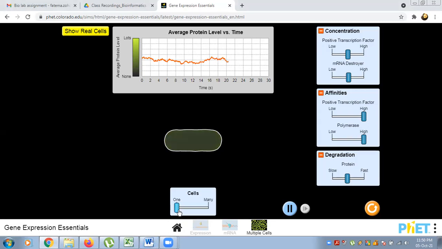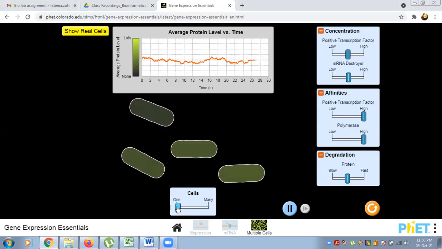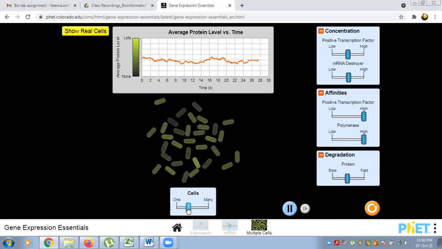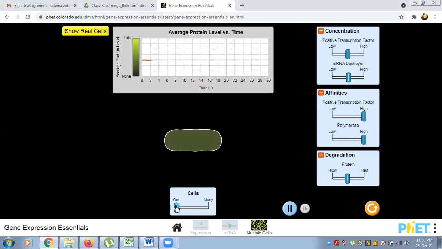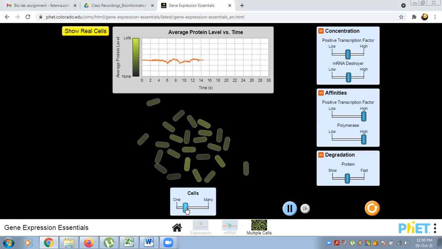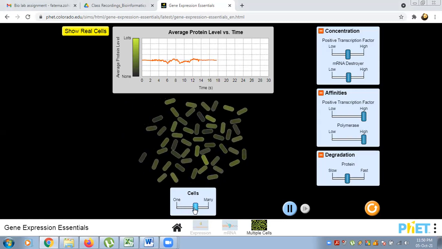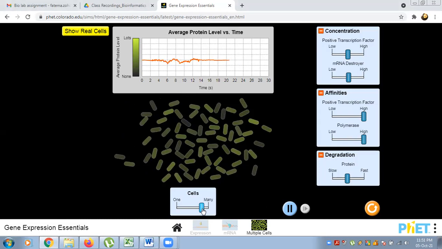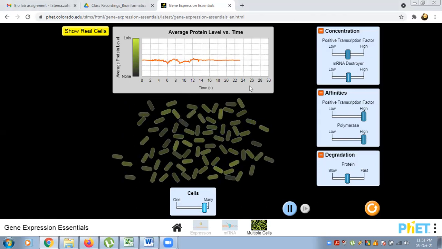So for multiple cell, this is the cell level. I will increase the cell. See, it's getting multiple. In case of single cell, we had this result. Can you see that the graph is a bit scattered, right? It's fluctuating. In case of many cells, when we see the protein production, the protein level is high, but the graph is a bit smooth, right? It's not that much scattered.